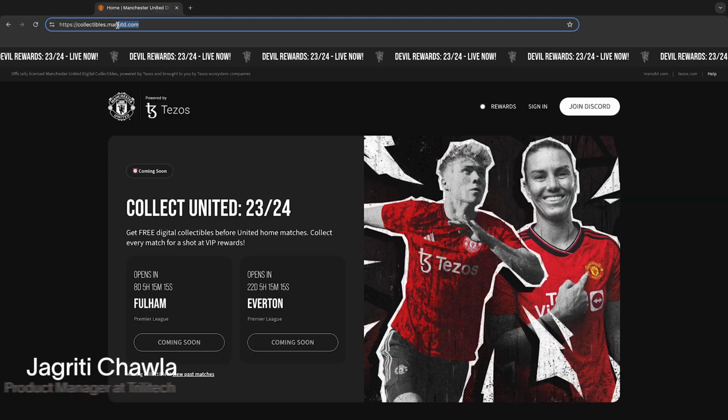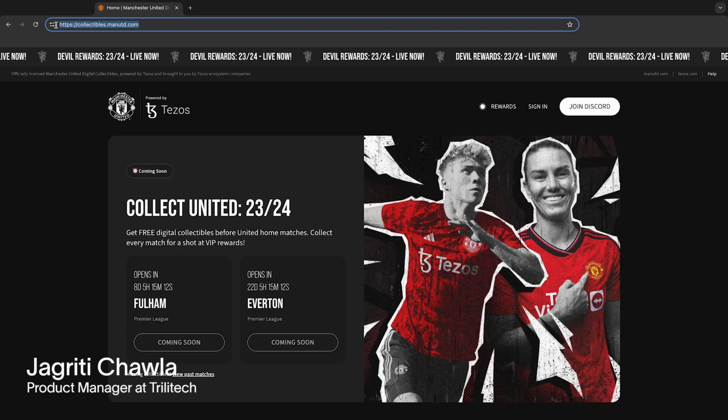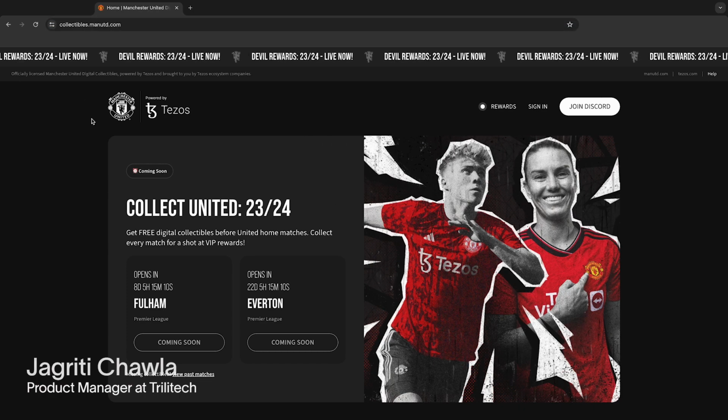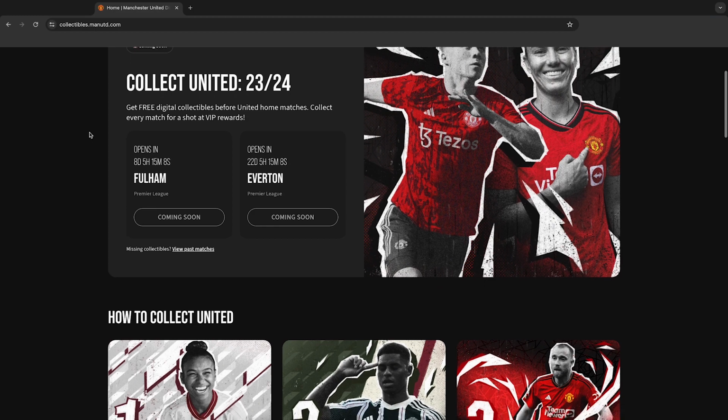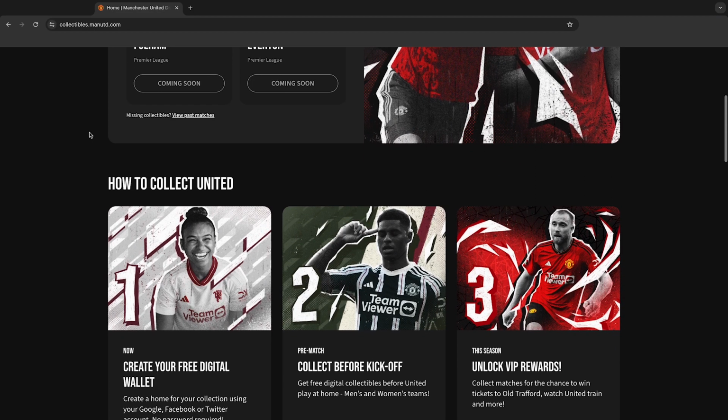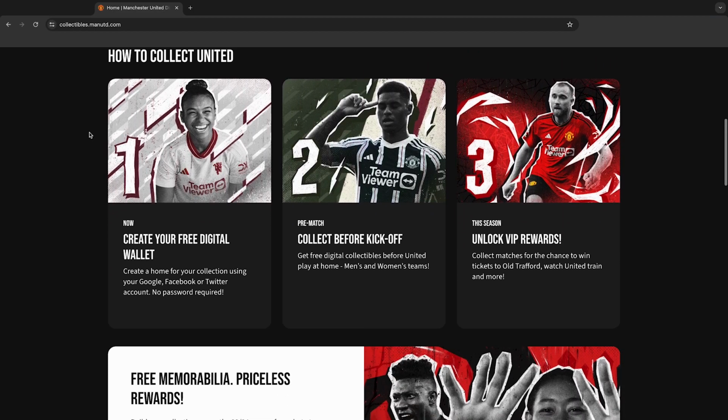Explain to people what on earth is happening. As a user, you would be able to click onto the link and land onto the website, but you wouldn't know where to start from. We have a 3 simple step solution which makes you understand what the steps to collecting various collectibles are. The first one is creating your free digital wallet. The second one is how do you collect the collectible? And the third one talks about the utility that is related to those particular collectibles.